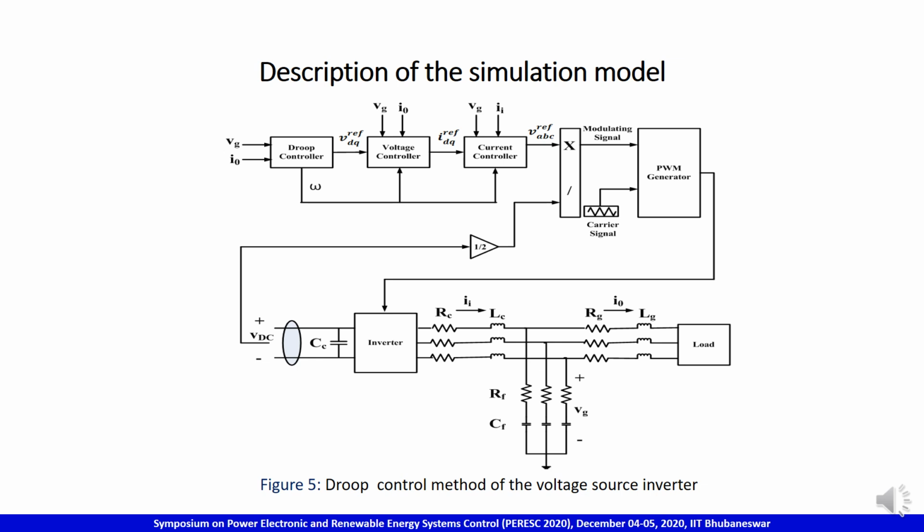Since the main focus of this paper is the inverter control, figure 5 represents the Droop control method of the voltage source inverter. It consists of three controllers: first, the Droop controller; second, the voltage controller; and third, the current controller.